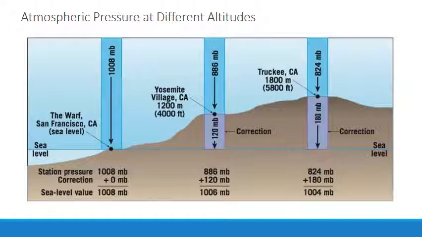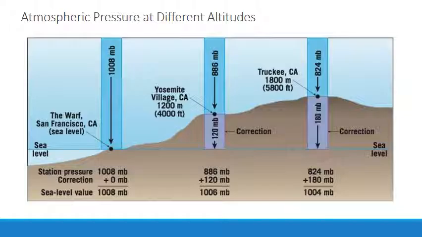Generally, near the surface, pressure drops at about 1 millibar for every 10 meters of increased elevation, or about an inch of mercury for every 1,000 feet. This figure shows the adjusted air pressure values, usually referred to as corrected values, for 3 locations in California. So starting at the wharf in San Francisco, we're at sea level, and then start the climb up through Yosemite and all the way up to the top of the Sierra Nevada mountains.